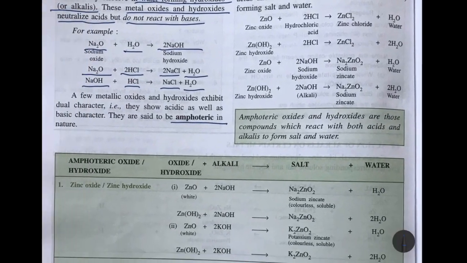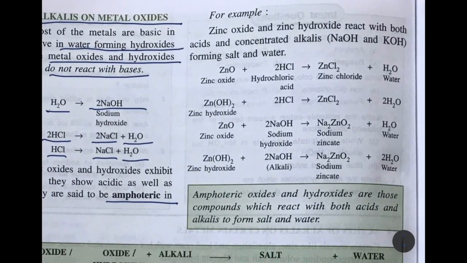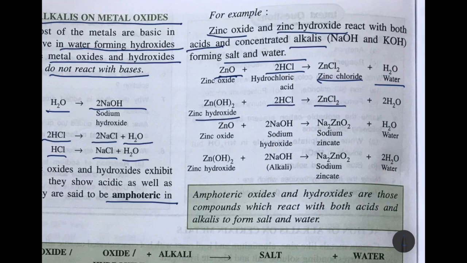For example, zinc oxide and zinc hydroxide react both with acids as well as alkalis, okay, forming salt and water. So you can see zinc oxide with hydrochloric acid gives zinc chloride and water, zinc hydroxide with hydrochloric acid gives zinc chloride and water. Again, zinc oxide reacts with a base, sodium hydroxide, to give sodium zincate and water. Zinc hydroxide again reacts with sodium hydroxide, which is an alkali, to form sodium zincate and water.